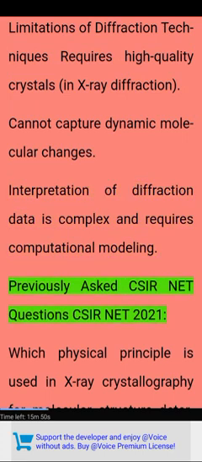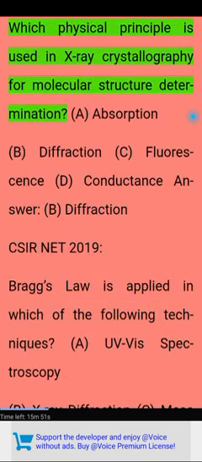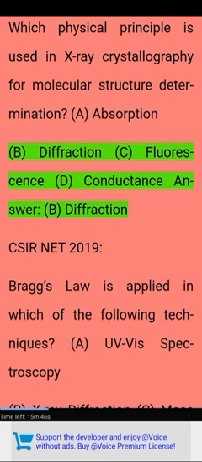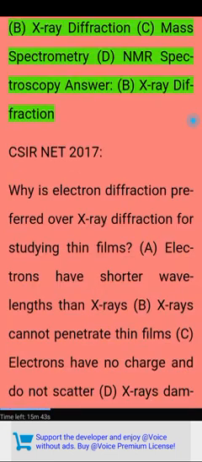Previously asked CSIR NET questions. CSIR NET 2021. Which physical principle is used in X-ray crystallography for molecular structure determination? A. Absorption. B. Diffraction. C. Fluorescence. D. Conductance. Answer: B. Diffraction. CSIR NET 2019. Bragg's law is applied in which of the following techniques? A. UV-vis spectroscopy. B. X-ray diffraction. C. Mass spectrometry. D. NMR spectroscopy. Answer: B.